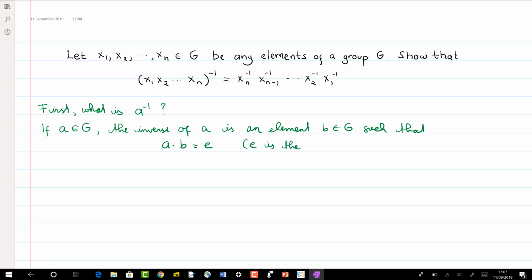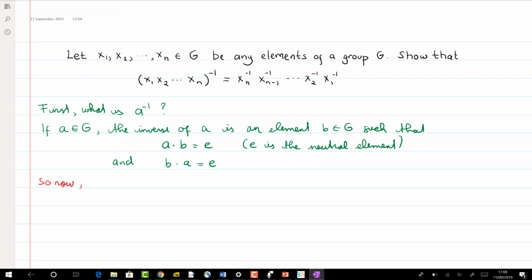So here E is the neutral element, which is the element where, wherever we multiply any element of a group with this E, we get back that element. Okay, so if we multiply from the left or from the right, we get a neutral element. That's the definition of inverse.